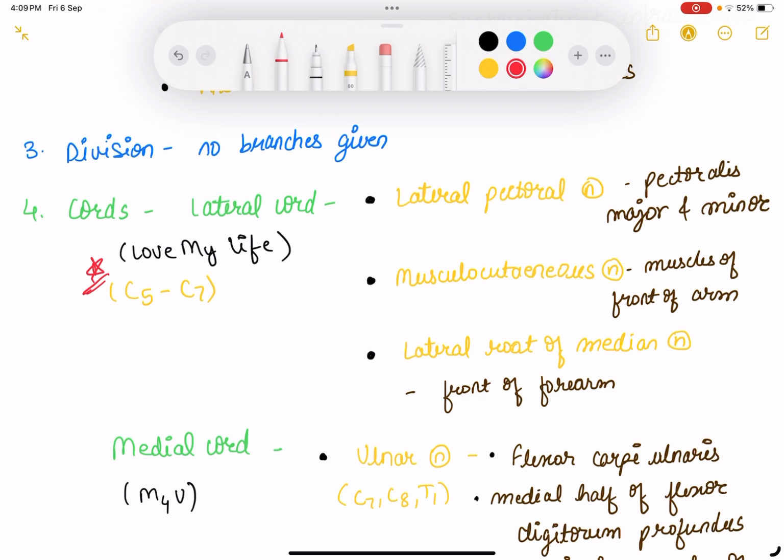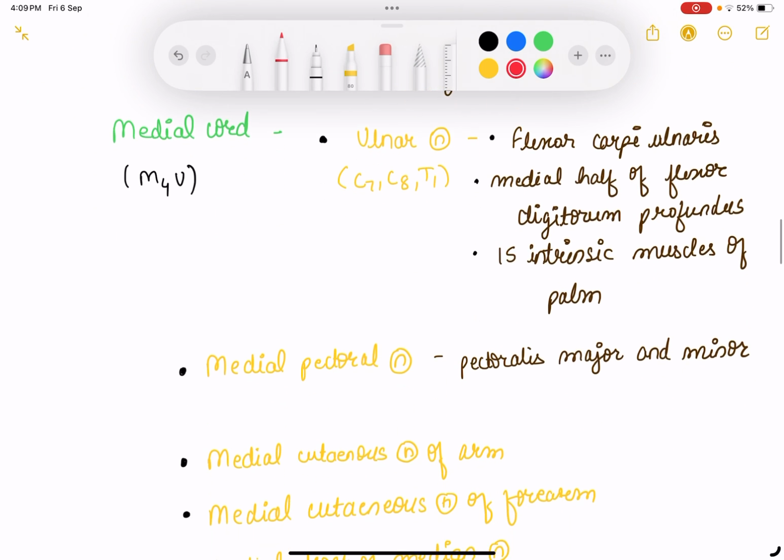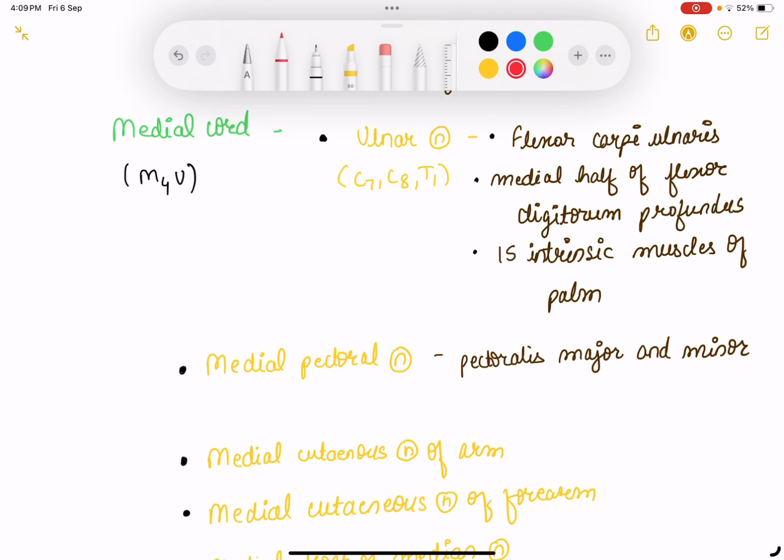And the lateral root of median nerve joins with the medial root of median nerve to form the median nerve, and the median nerve supplies the muscles of the front of the forearm.